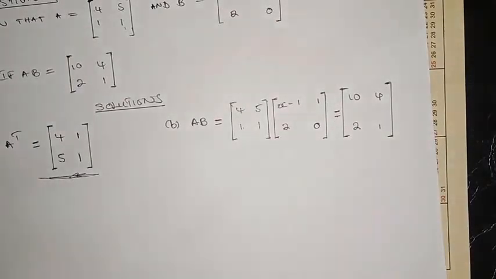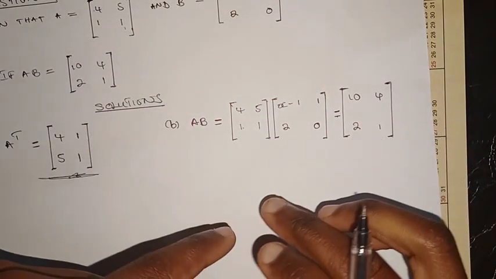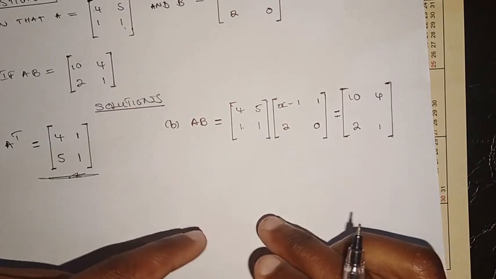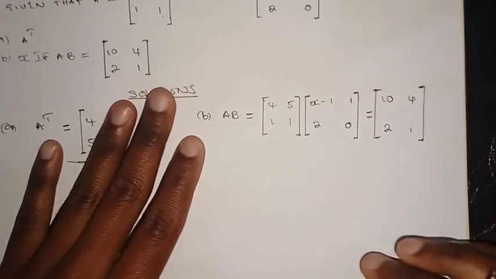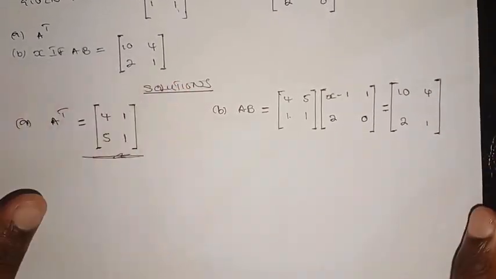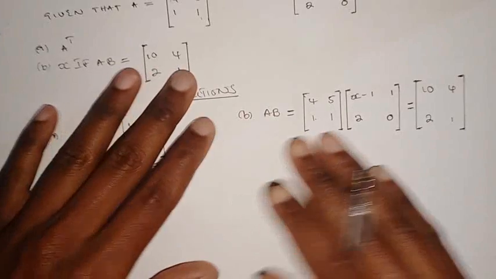So now what we have been told is to do what? We have been told to find the value of x. So in order for us to find the value of x, we need to multiply the two matrices, okay? We need to multiply them.